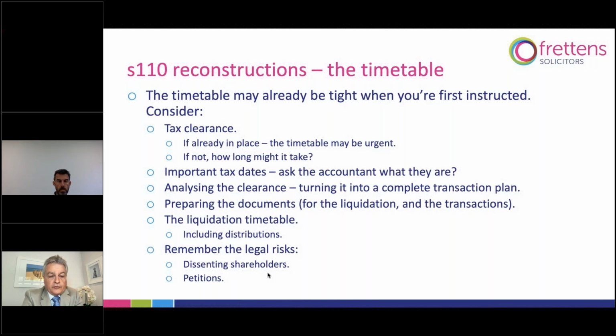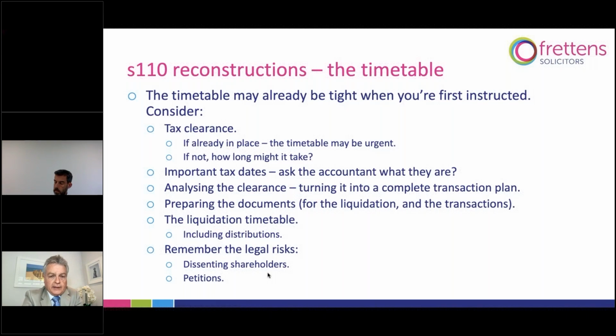You're going to have to spend a bit of time analysing the clearance and turning that into a complete transaction plan so that we have assessed what the stages in the transaction are. You'll need a bit of time to prepare the documents, both for the liquidation and the transaction. And then, of course, there will be the usual timetable that you work to for an MVL in terms of getting yourself appointed and doing the distributions.